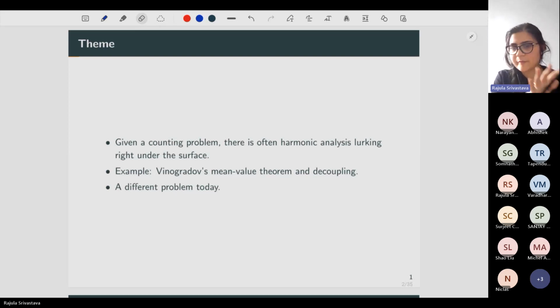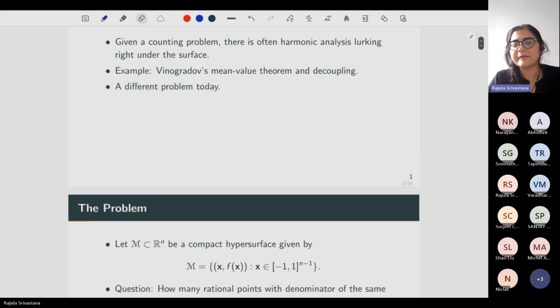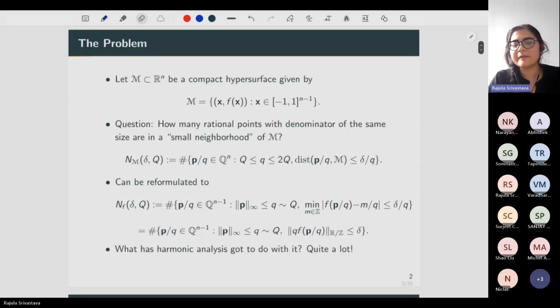But today we will not be talking about decoupling or the Vinogradov mean value theorem. We will be looking at a different kind of counting problem involving Diophantine inequalities. As you will see, we will start by stating the number theory problem and discussing some geometry, but by and by you'll see how we descend into harmonic analysis, and underlying it is a lot of oscillatory integral theory. So let's start by stating the problem.